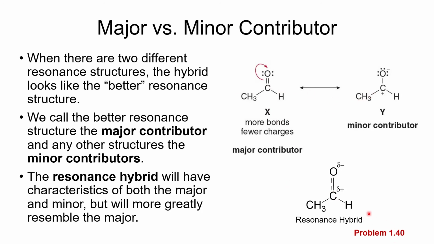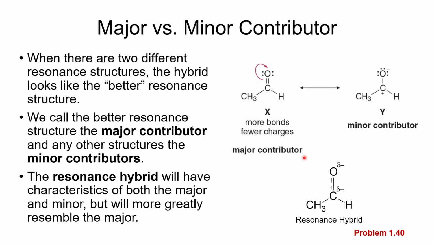All right. And so when it comes to evaluating which one is going to be the better structure, it typically is going to have fewer charges and most of the atoms, if possible, will have a full octet. So if you have a structure that doesn't have a full octet, it's probably going to be a minor contributor. And that's not always the case, but if you've got one that has no formal charges versus one that has formal charges, the one with no formal charges is more likely to be the better structure.